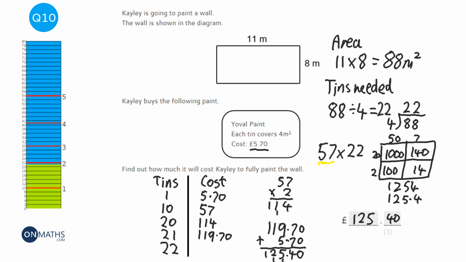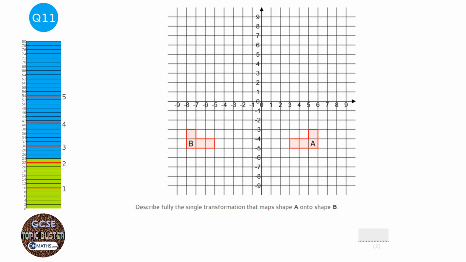I suggest if you've got any problems doing 5.7 or £5.70 times 22, a different way you could do it is just do it in pence. Make it 570 pence times 22, and then just convert your answer back into pounds. I definitely recommend you practice multiplying big numbers and decimals together if you had problems with this. Pause the video now and have a go.